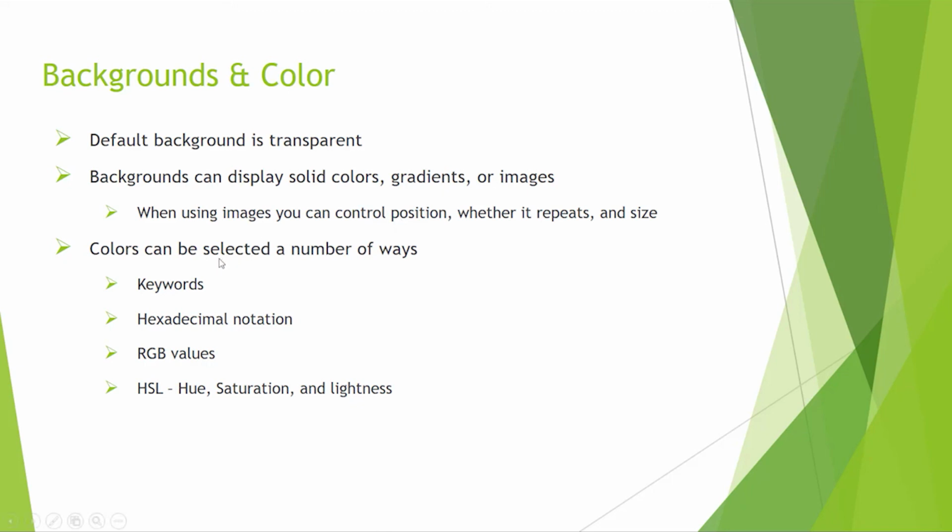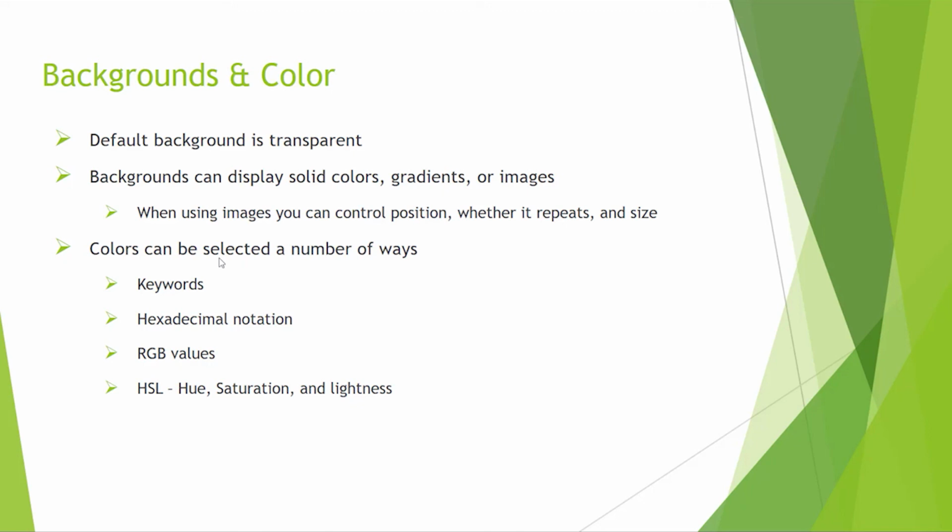When you are selecting colors, they can be indicated in a number of ways. There are keywords that you've seen me use throughout the class today: blue, red, yellow, basic colors like that. Hexadecimal notation, which are 6-digit numbers where each digit is from 0 to F, indicating the degree of color that is valued in there. RGB values, and HSL.